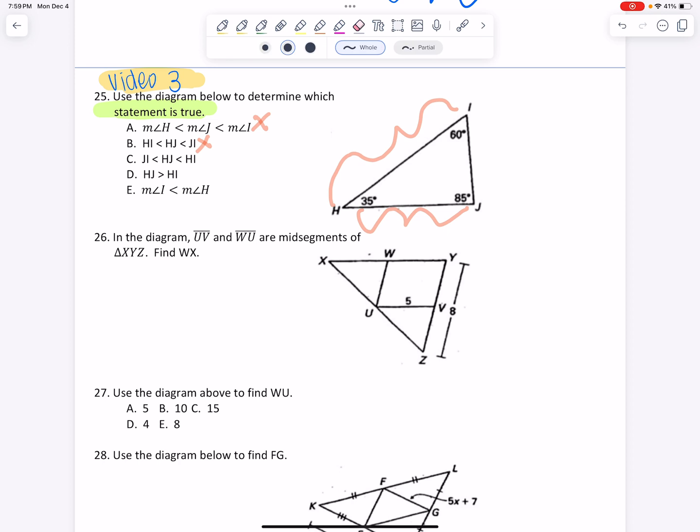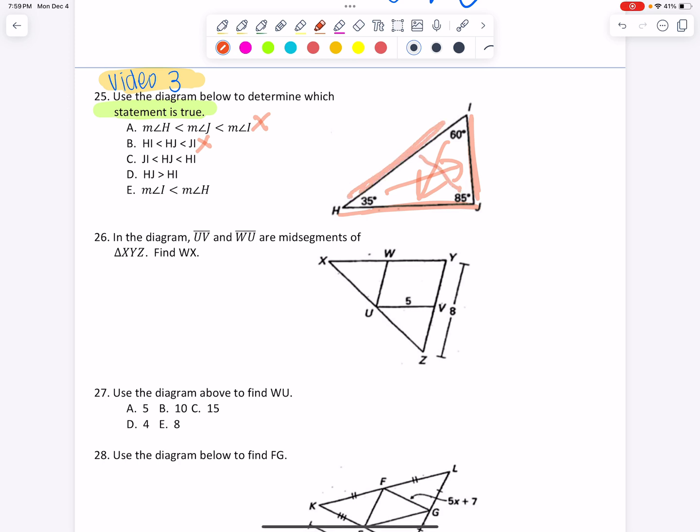So I'm going to redo this in the color coding. JI, this one, it's across from the 35, is less than HJ, which is across from the 60. That's true. And then that one across from the 60 is less than HI, which is across from the 85. That one is true. So I anticipate the other two being false if I did this correct. So let's just keep going just to check ourselves.